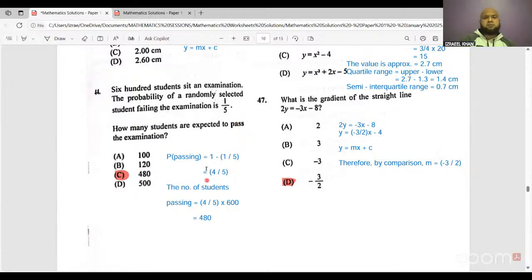And you just find 4/5 of 600 to give me 480. Right? Because 5 into 600 will be 120, and 120 by 4 will give you 480 students. That is the number of students who are expected to pass that exam. So let's see.